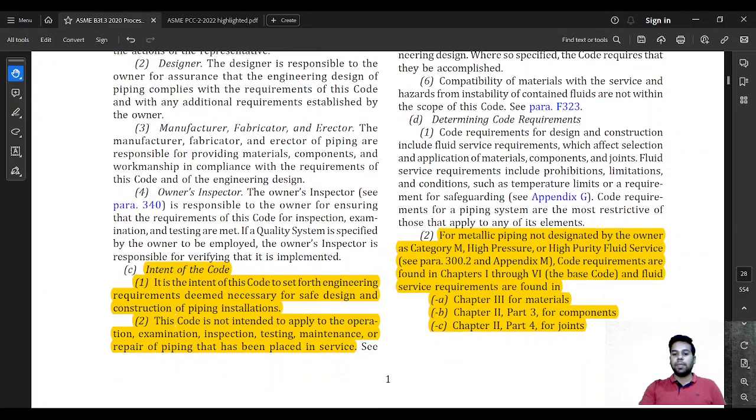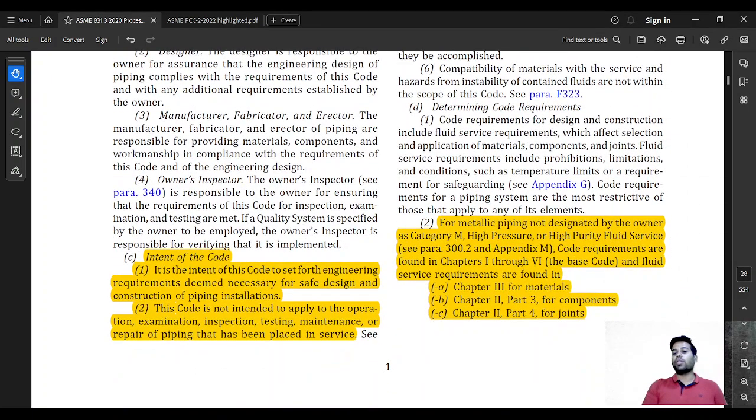Next is, metallic piping that is not designated by the owner as category M, high pressure or high purity services. The code requirements found in chapter 1 to chapter 5 and the fluid service requirements found in chapter 3, chapter 2 part 3 and chapter 2 part 4 apply. That means if the owner has not designated a piping system as category M, high purity service or high pressure service, then it is going to be considered as a default category, and for that chapter 1 to chapter 6 are going to be applicable.